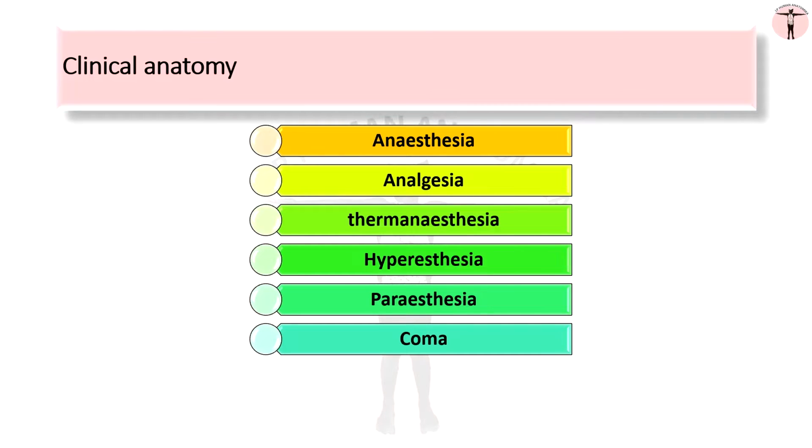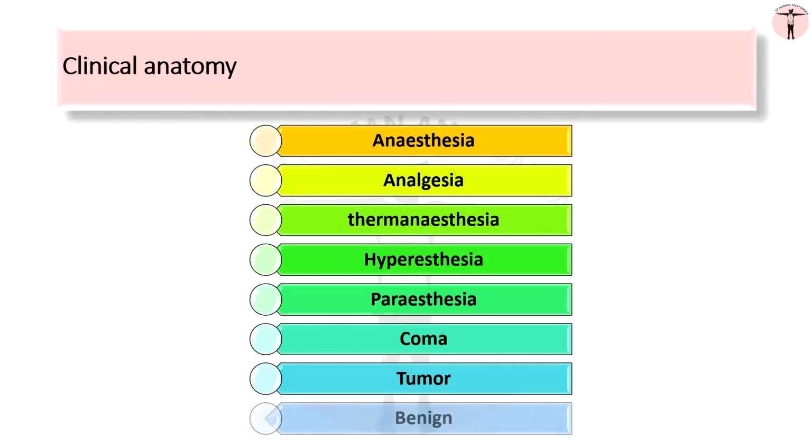Coma is deep unconsciousness of the individual, complete unconsciousness of that person. We call it coma. Tumor is also called neoplasm. It is defined as a circumscribed, non-inflammatory, abnormal growth arising from the body tissues.